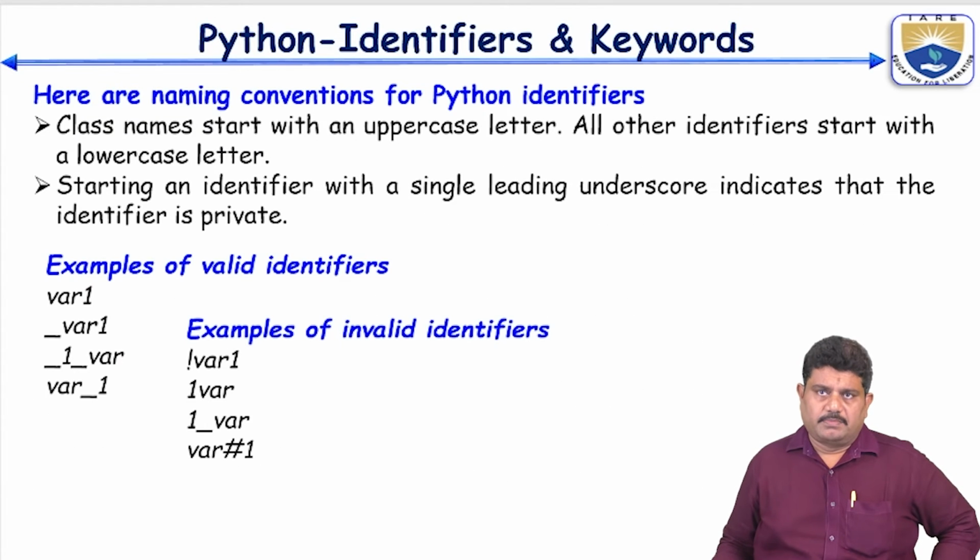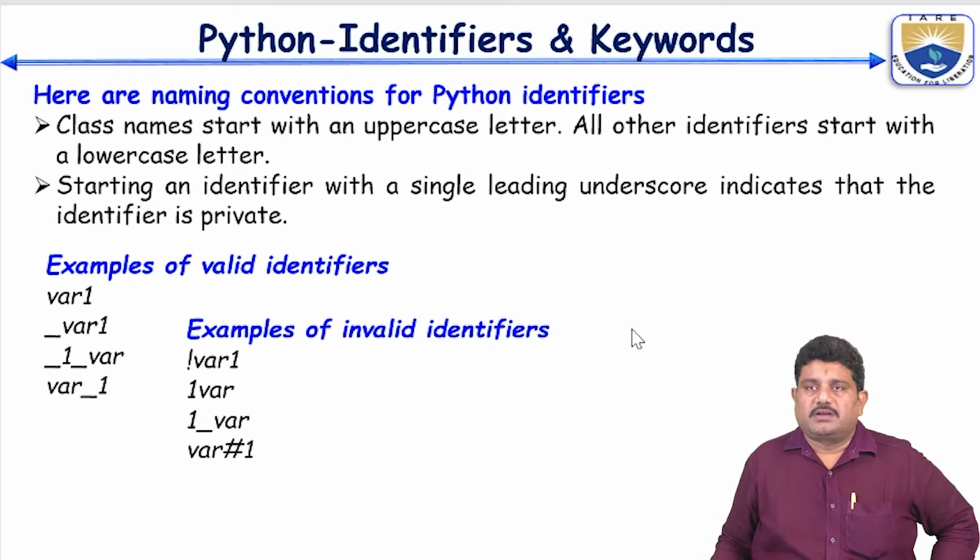Now we will see some examples. Here are naming conventions for Python identifiers. You can see examples of valid identifiers and examples of invalid identifiers. For valid identifiers, variable1: here you started your variable with the alphabet V and ended with the numerical number 1. Variable1 is a valid identifier. You can also start with underscore. Underscore_where1 is a valid identifier. So _1_where is a valid identifier. Var_1 is valid. These are all the examples for valid identifiers. Whenever you are declaring a variable, you can declare like this.